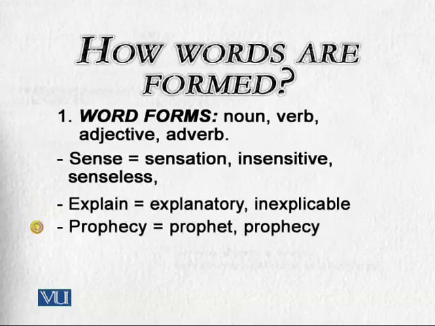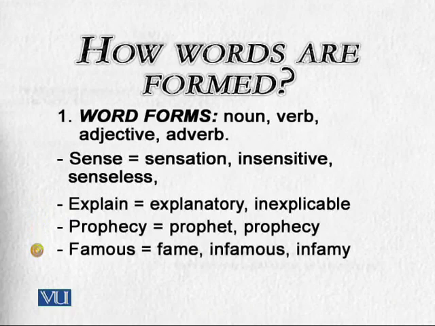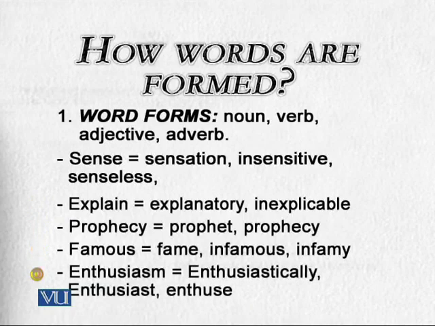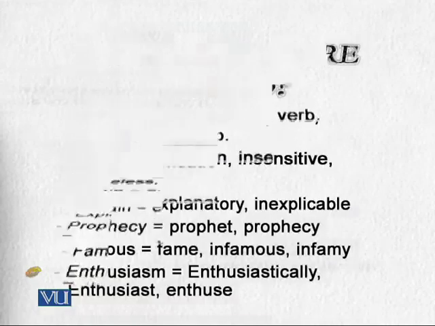And then comes prophecy. You can change prophecy into prophet and prophesy. From famous, you can change it into fame, infamous, infamy. And from enthusiasm, you can change it into enthusiastically, enthusiast, and enthuse. Now here, enthuse, of course, is your verb from enthusiasm. So this is how we can make words from the forms. Don't forget this very fact that not all words can have all four forms. I mean to say, some verbs may not have nouns or may not have adjectives.